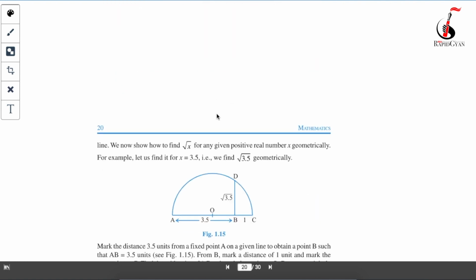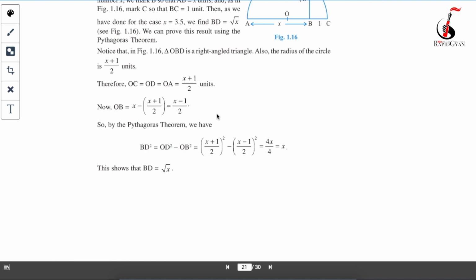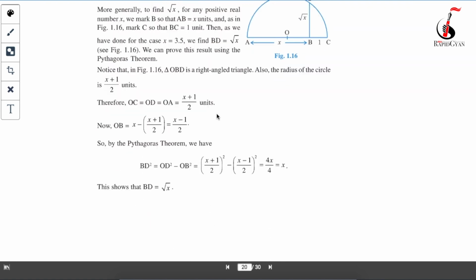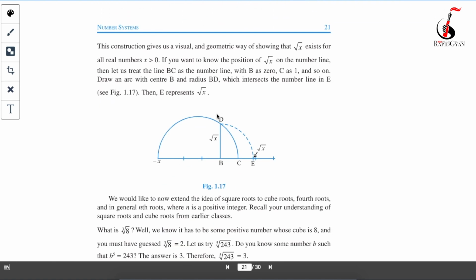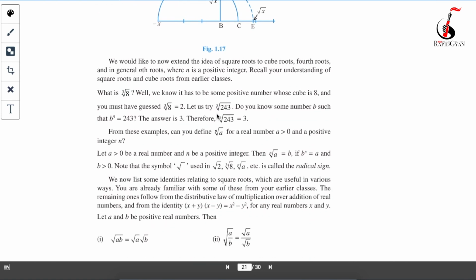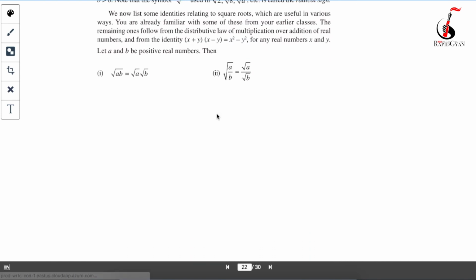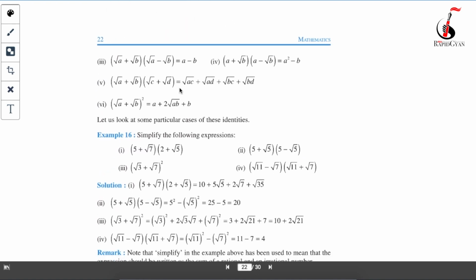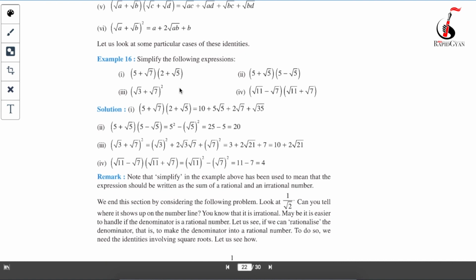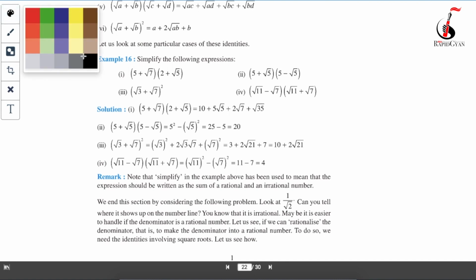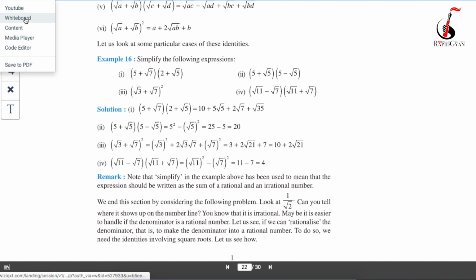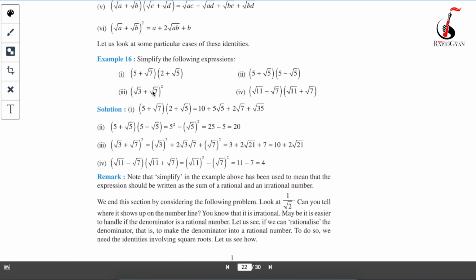So let's move further to your other example. Okay. So this I have already explained you. This properties under root AB and all those things, these properties I have already explained. Okay, let's solve this question. This question is very simple, like simplify the following expression. Okay, let's simplify that. I will go to the next page, and here it is.